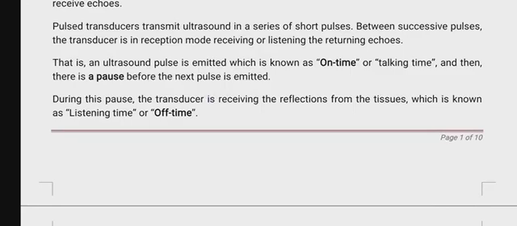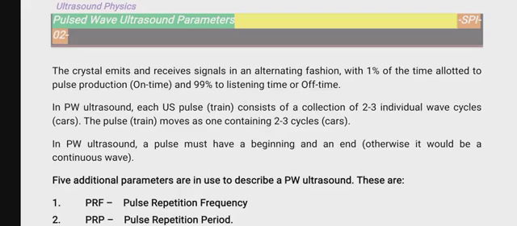That's to say, an ultrasound pulse is emitted, which is known as on time or talking time, and then there is a pause before the next pulse is emitted. So it's just like tip, tip, tip, tip, tip. The transmission has intervals. During this pause, the transducer is receiving the reflection from the tissue, which is known as listening time or off time. So you will have the on time and off time. The crystal emits and receives signal in alternating fashion, with 1% of the time allotted to pulse production and 99% to listening time or off time.